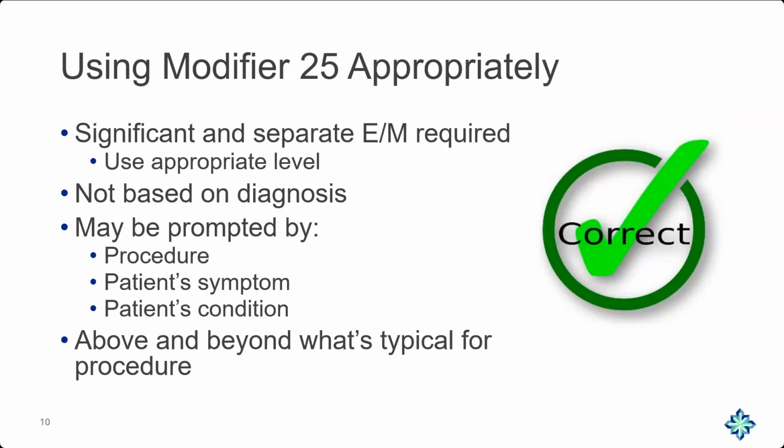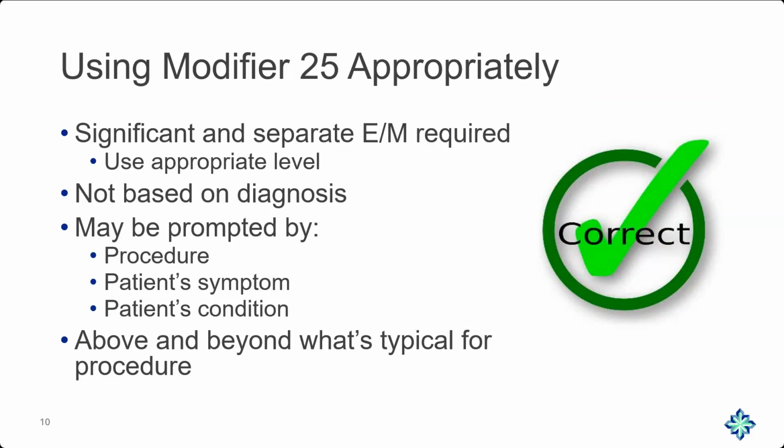So as I said, the modifier 25 is only going to be used on the E&M services. If you have a procedure and an E&M, we did receive questions about this. You're not putting it on the procedure, you're putting it on the E&M code. You're putting it on the code that is that additional separately payable code. So keep that in mind.